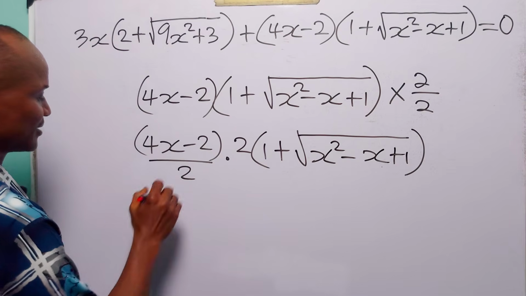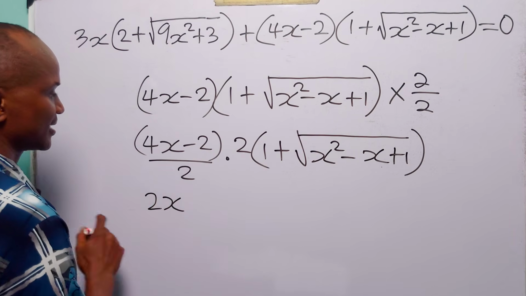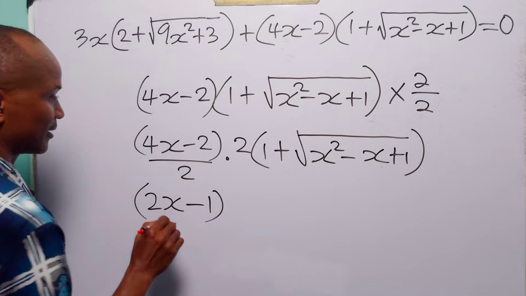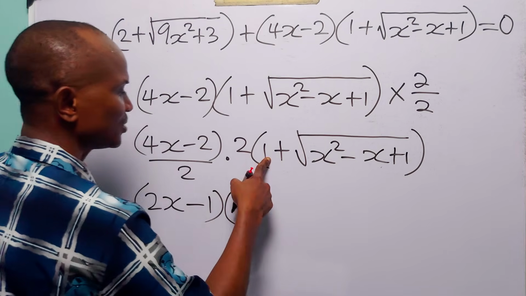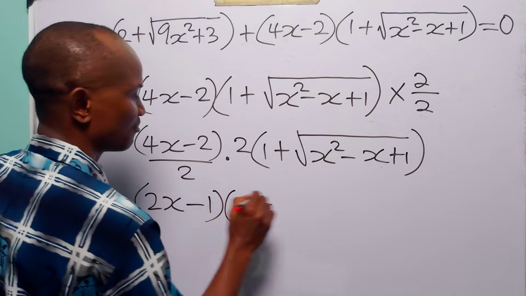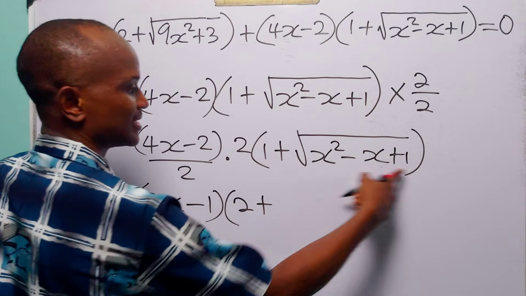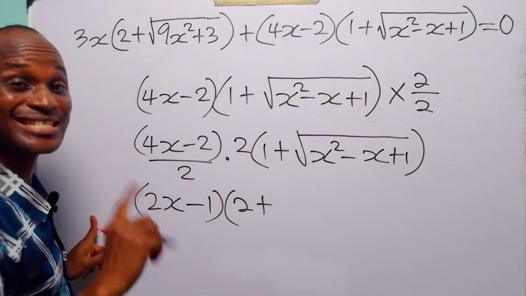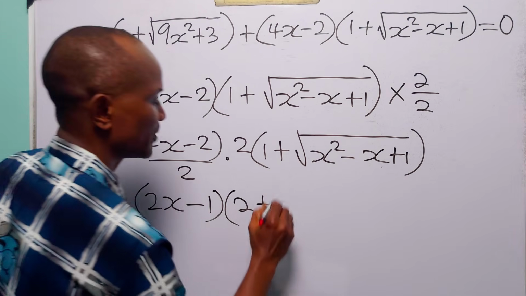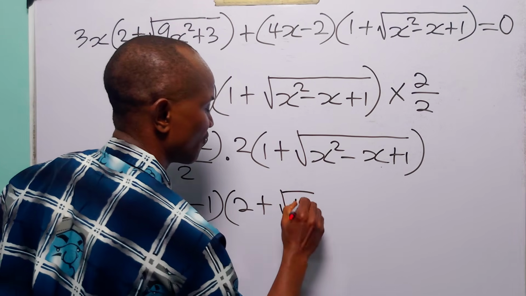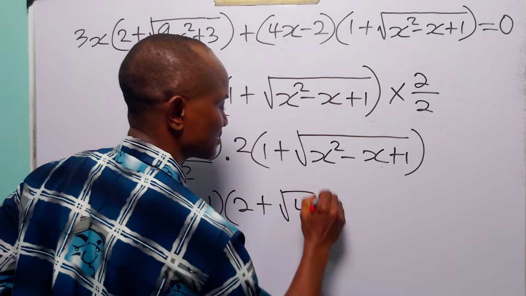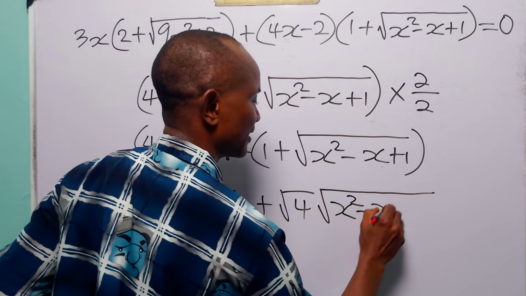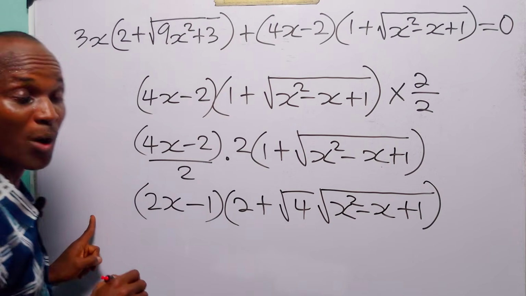4x divided by 2 is 2x. Minus 2 divided by 2 is minus 1. 2 times 1 is 2, plus 2 times this square root. But now remember that 2 is the square root of 4. So here we have root 4 times root x squared minus x plus 1.